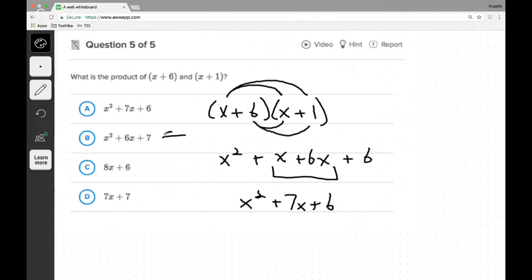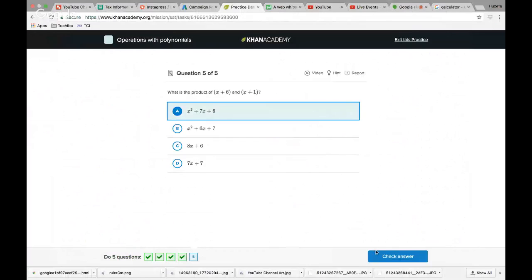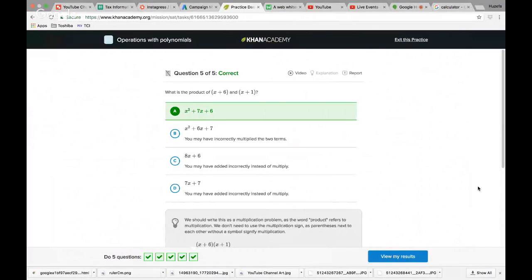This one is almost right, but it's missing that middle term. And then these two are way off. So A is our final answer. Let's give A as our answer. Boom, we got it correct.